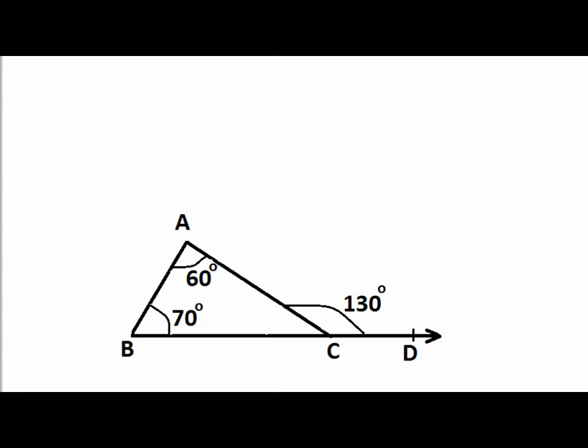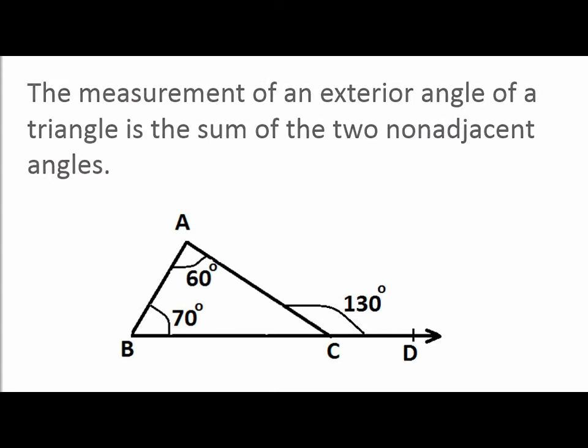Alright, so now let me talk about the exterior angle. If you notice, I have a triangle, but then I have an angle on the outside, which we're going to call exterior. My exterior angle is 130. If you notice, my angles A and B are 70 and 60. What can I do to angles A and B to come up with this 130? Add. So do me a favor and let's write: the measurement of an exterior angle of a triangle is the sum of the two non-adjacent angles.